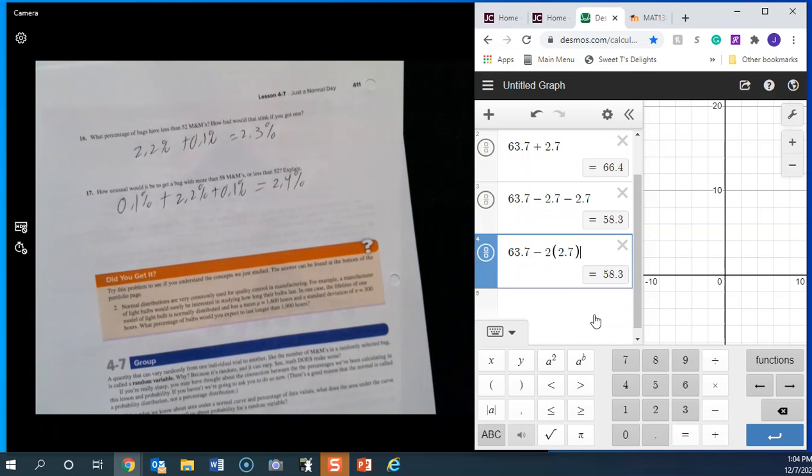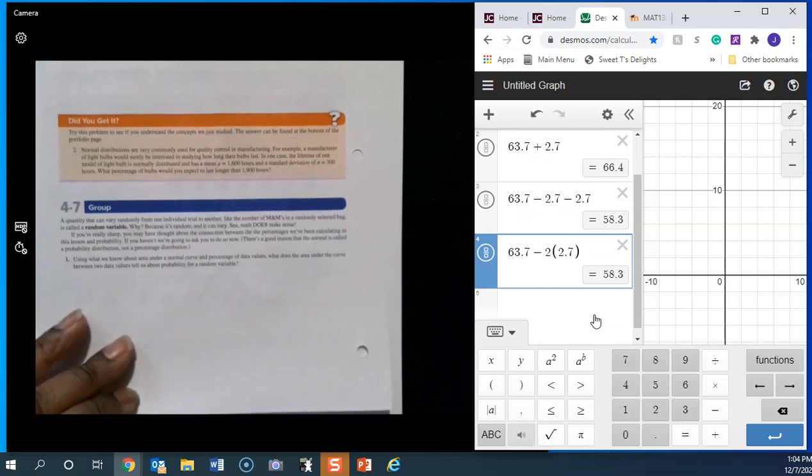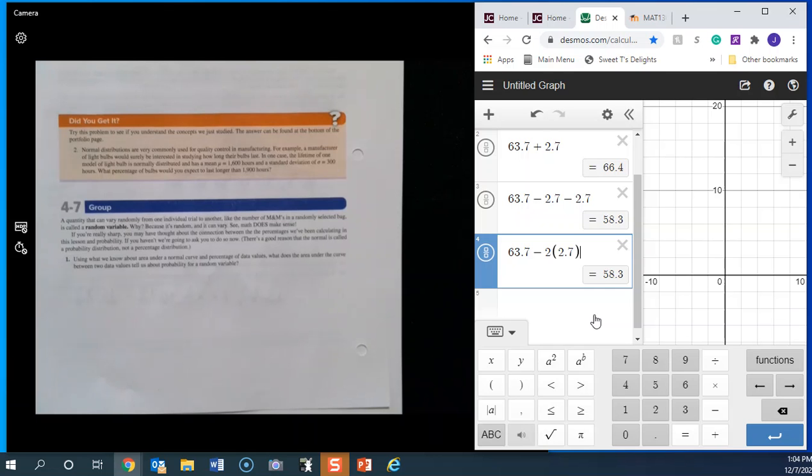Now, we move on here. We really don't have that much more to go, but I will stop. Well, let me do this last problem and then I will stop here. It says a quantity that can vary randomly from one individual trial to another, like the number of M&Ms in a randomly selected bag, is called a random variable. Why? Because it's random, it can vary. See, math does make sense.